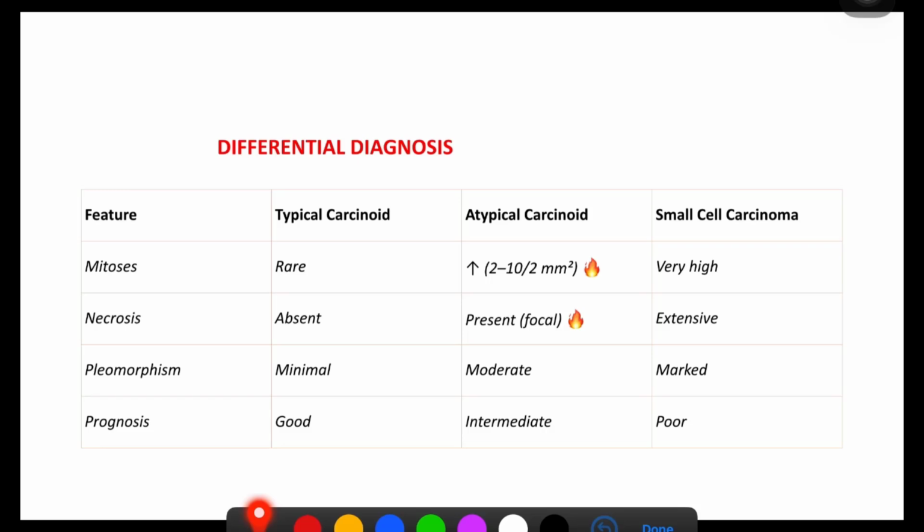So how will you differentiate typical, atypical and small cell carcinoma? Majorly you have to look at mitosis, necrosis and pleomorphism. Mitosis is rare in typical carcinoid, 2 to 10 per 2 mm square in atypical, and very high in small cell carcinoma. Necrosis is extensive in small cell carcinoma, focal in atypical carcinoid and absent in typical carcinoid. Pleomorphism is marked in small cell, moderate in atypical, and minimal in typical carcinoid. That is how you can differentiate all three categories.